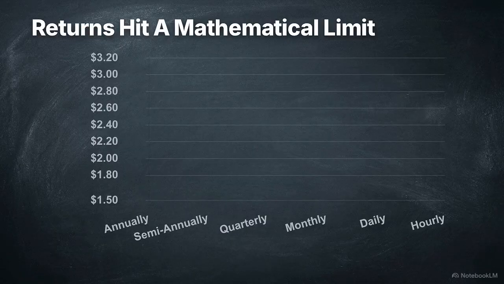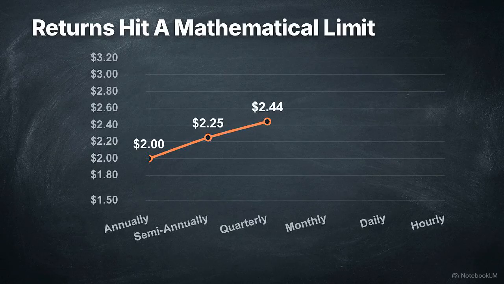So what happens to your total return if a bank calculates that interest more often? Monthly, daily, hourly? Let's isolate the compounding frequency variable, N. Imagine a textbook scenario, investing a single dollar at a 100% annual rate. Compounded annually, you get $2. Semi-annually gets you $2.25. Quarterly pushes it to $2.44.